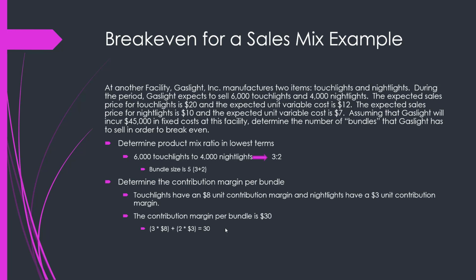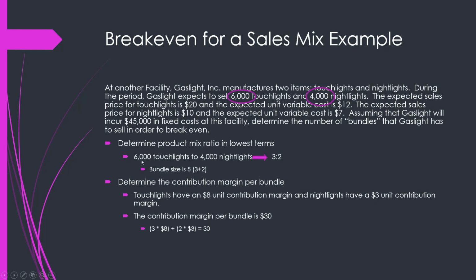So if we're going to move 6,000 touch lights and 4,000 night lights, let's break that down instead of a ratio of 6,000 to 4,000 to something a little smaller and more manageable to work with. The best way to do this is find the biggest number that both of those numbers are divisible by. The biggest number that can go into both 6,000 and 4,000 is 2,000, and 6,000 divided by 2,000 is 3, and 4,000 divided by 2,000 is 2.